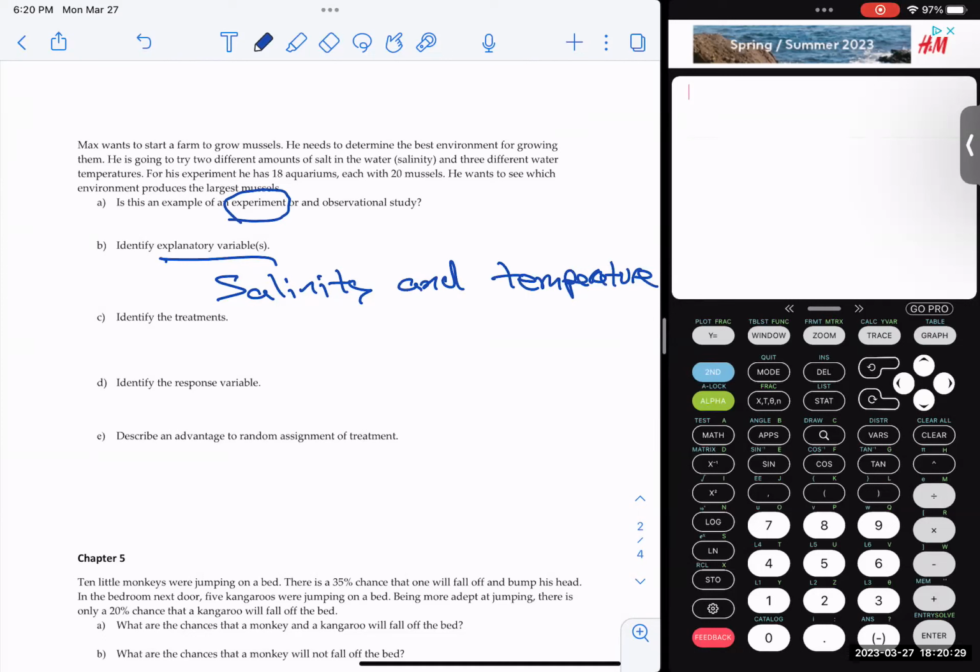Now read through that again for a second and see if you can figure out how many treatments there will be. Usually if you can figure out how many, that's a long ways towards actually writing them down.